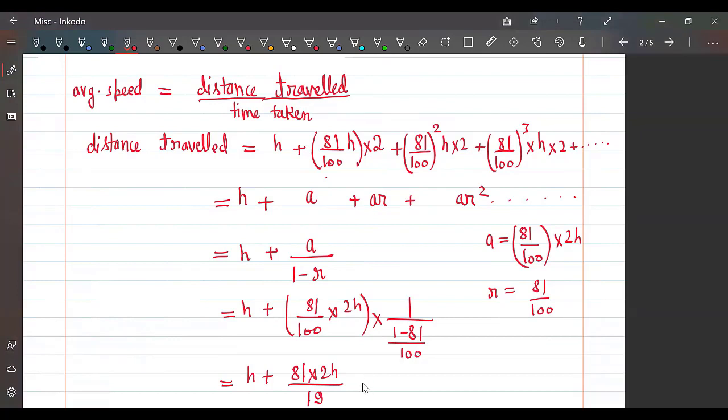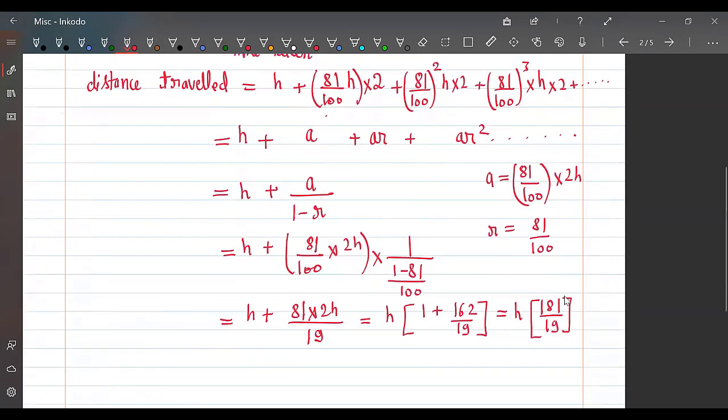This will be the value of distance traveled. H common, if you take, this will be 1 plus 162 by 19. That is h into 181 by 19. That's the value of distance traveled.